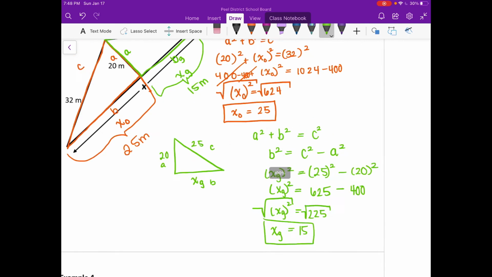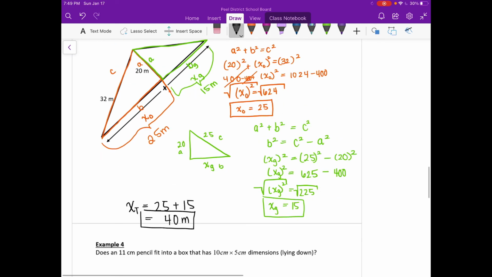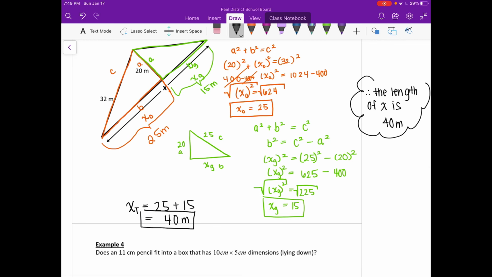So if I wanted to find the entire length of x, I would just take those two x's: 25 plus 15, and that's going to give me 40, and it's meters. So it says determine the side length of x. Just going to write my therefore statement. Therefore, the length of x is 40 meters. Okay.